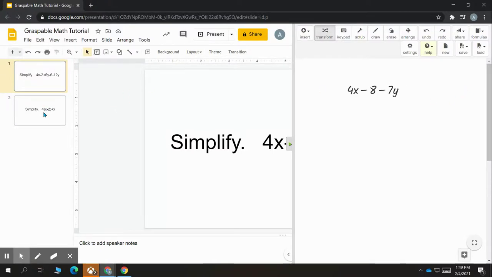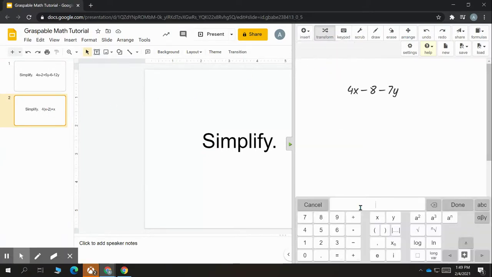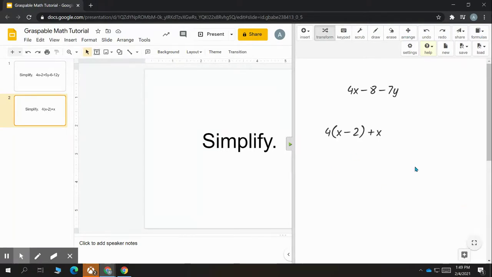So the next problem that we're going to try out is 4 times the quantity x minus 2 plus x. So I'm going to insert that math expression in here. I'm going to do 4 times the quantity x minus 2 plus x. Click done to insert it.